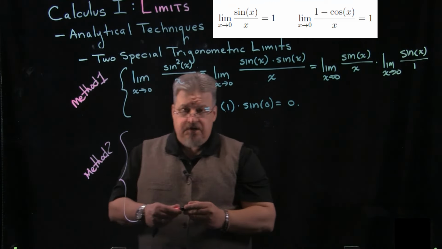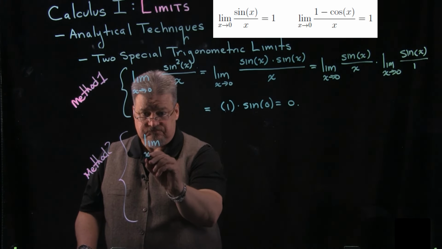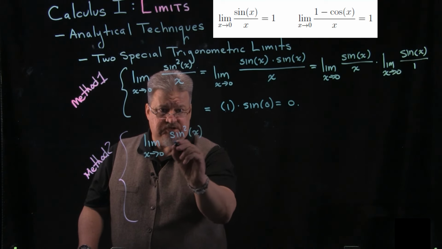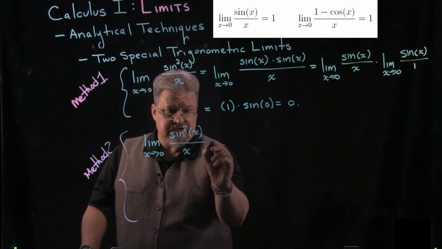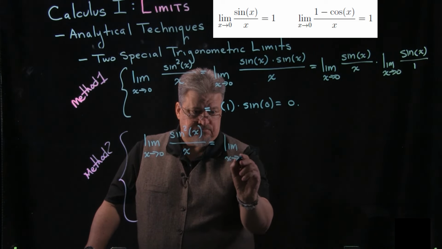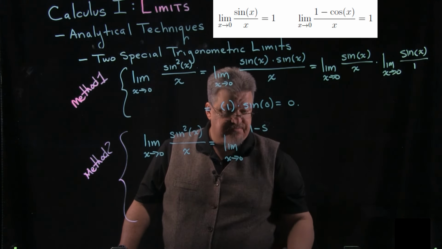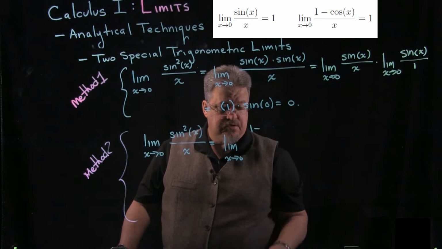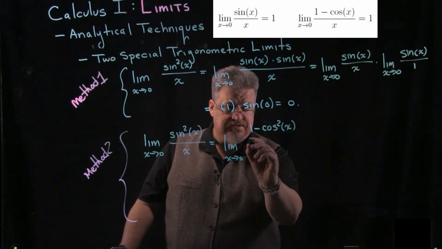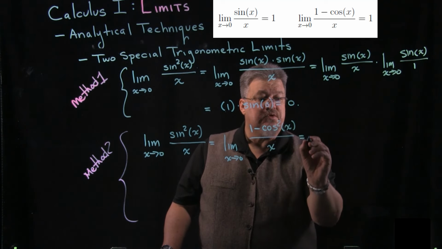All right. So let's rewrite. And we know sine squared is equal to 1 minus cosine squared. So I can replace sine squared with something that it's equivalent to, namely 1 minus cosine squared x. Now 1 minus cosine squared x is the difference of squares.